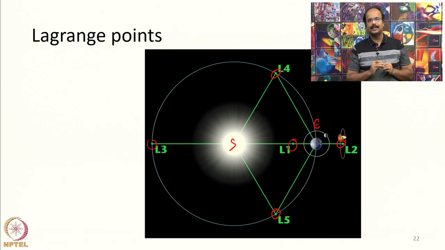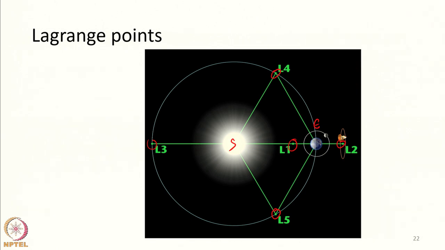We are not going to discuss those points in detail. But one thing I want to mention is that this is because of the combined gravitational effect of two bodies. Not only for the Sun and Earth, even for Earth and Moon you can fix 5 Lagrange points. At those 5 points, if you place some objects, they will move along with these two objects in tandem, as if they behave like a system. Those points are called Lagrange points.